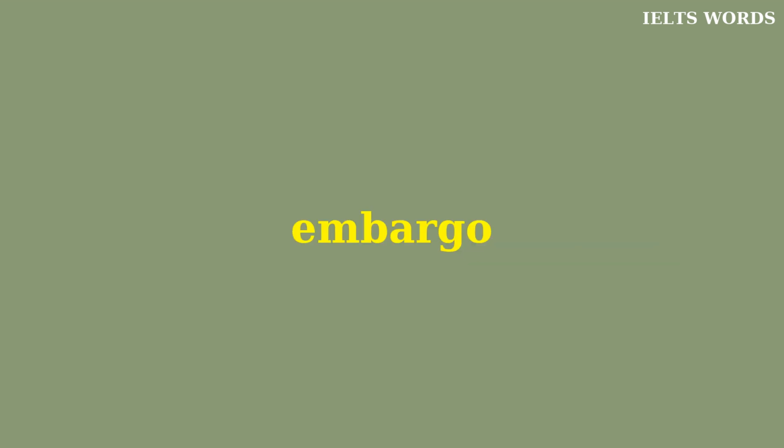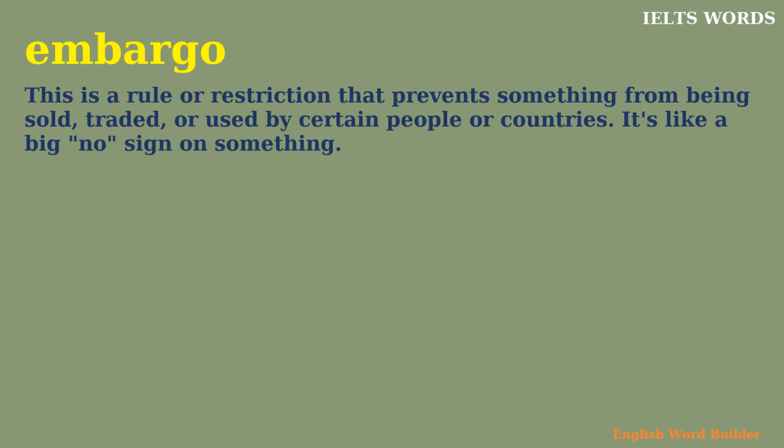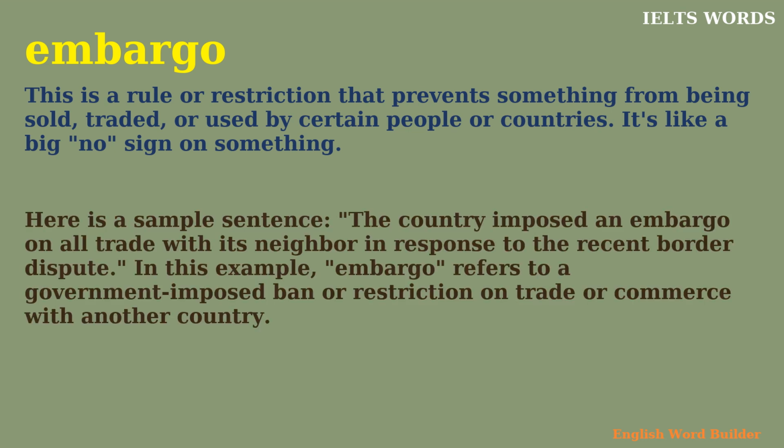Embargo. This is a rule or restriction that prevents something from being sold, traded, or used by certain people or countries. It's like a big no sign on something. Here is a sample sentence. The country imposed an embargo on all trade with its neighbor in response to the recent border dispute. In this example, embargo refers to a government-imposed ban or restriction on trade or commerce with another country.